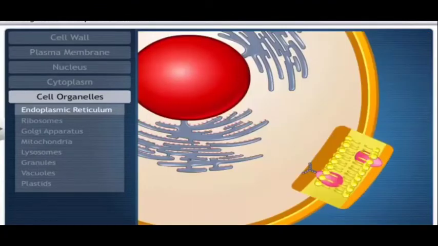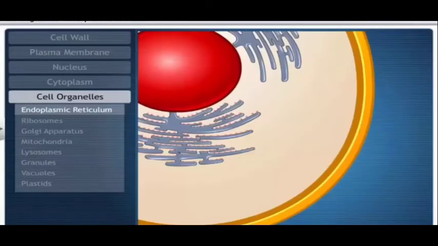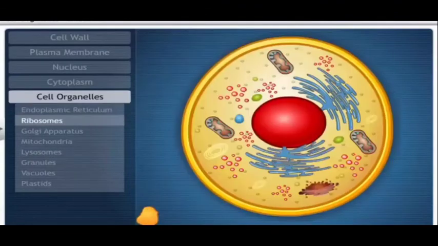Some of these proteins and lipids help in building the cell membrane, and some function as enzymes and hormones. Endoplasmic reticulum serves as channels for the transport of proteins between various regions of the cytoplasm.